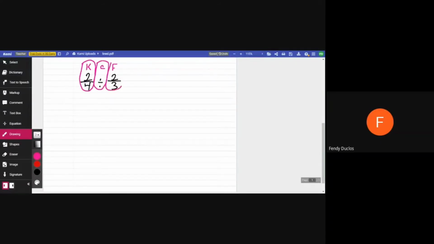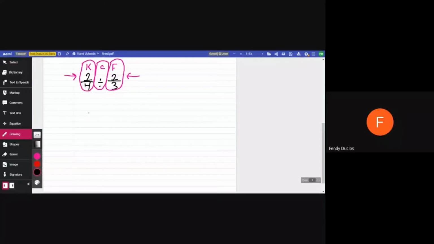A common misconception with scholars is that they tend to want to flip the first value. That is a big no-no. We do not want to flip the first value. We want to flip this value, which is our final value, in this case 2/3. You cannot flip the order of how you do KCF. You need to do KCF in the order that it's presented.